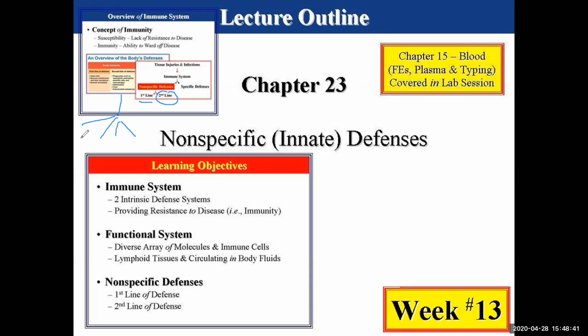The second component is inflammation. Inflammation is local versus fever. The third component is systemic. So inflammation is a localized response. Fever is a systemic response. Both of them are basically involving increase in temperature to fight off an infection.